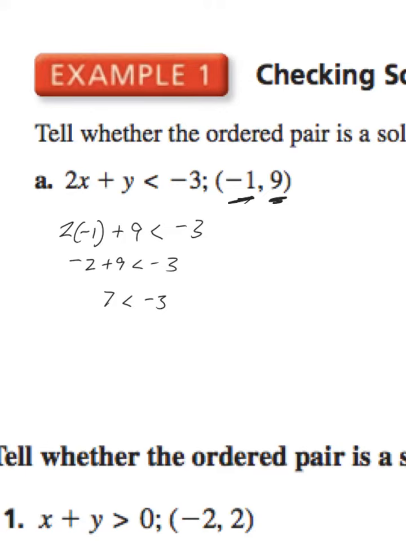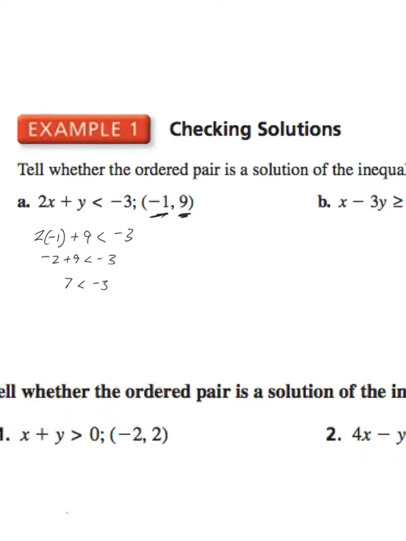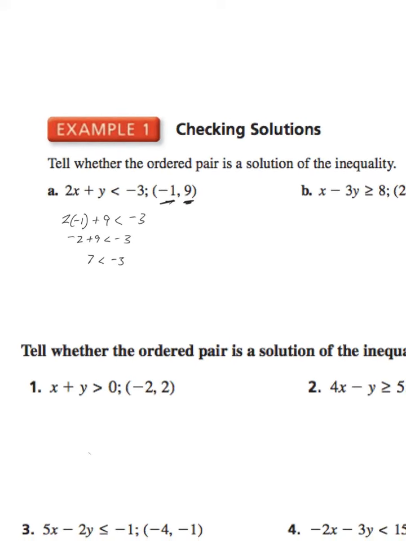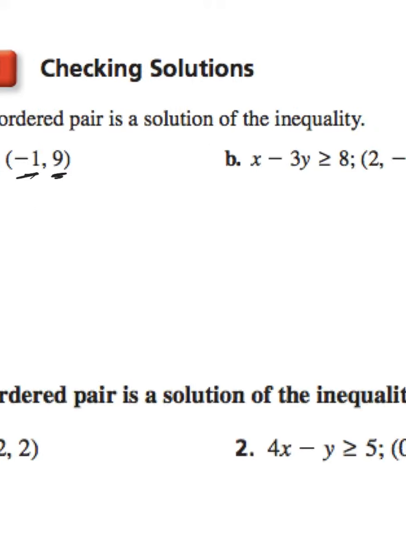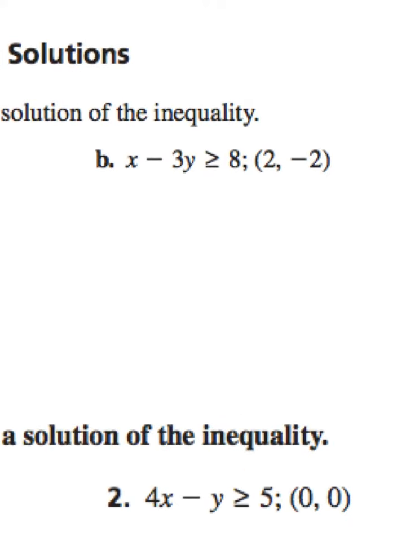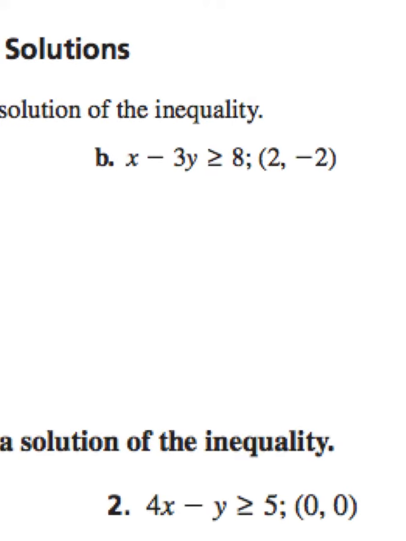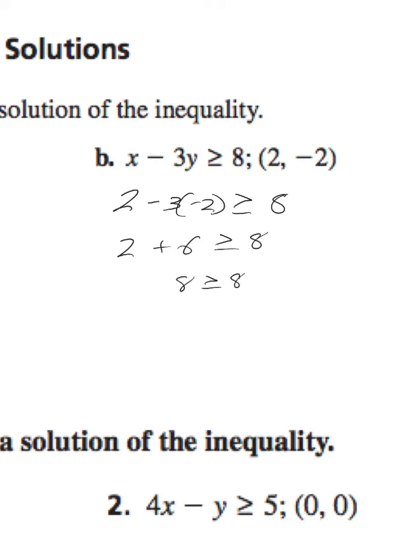So does this work? Is 7 less than negative 3? The answer is no. So the question says, tell whether the ordered pair is a solution of the inequality. And the answer is, in this case, it is not. Next, let's try B. And let's go ahead and plug that in. You've got x is 2, so you got 2 minus 3 times negative 2 is greater than or equal to 8. 2 plus 6 greater than or equal to 8. And then in this case it says 8 is greater than or equal to 8. And that would be true because it is equal. So yes.